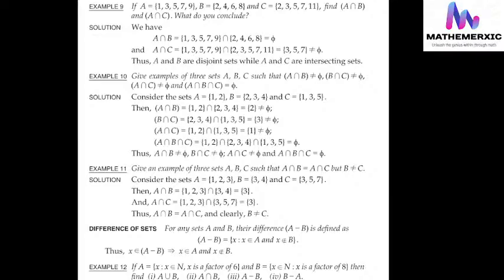Example 10: give examples of three sets A, B, C where the intersection of A and B is not equal to phi, and so on, none of them equal to phi. So 1, 2, 2, 3. Okay, so obviously the intersection of A and B has something there. You can take an example of A as 1, 2, B as 2, 3, 4, C as 1, 3, 5. So we'll have something there every time.